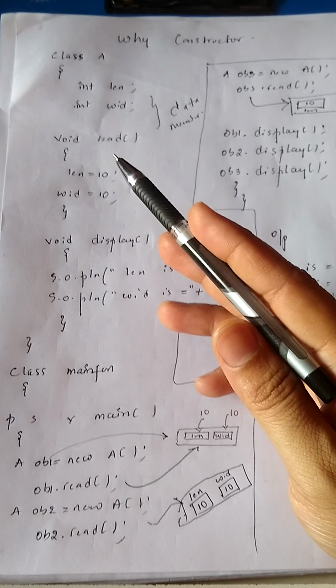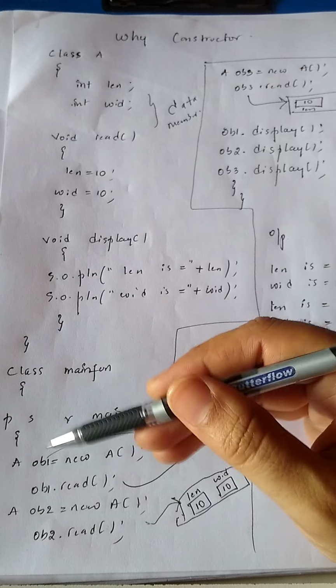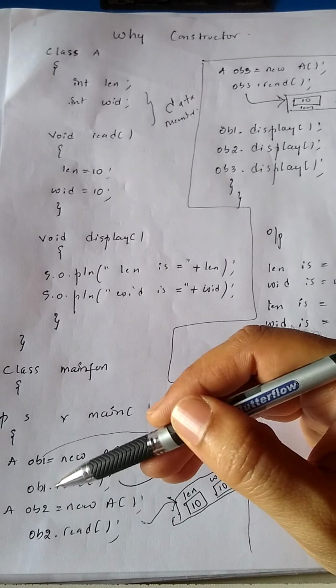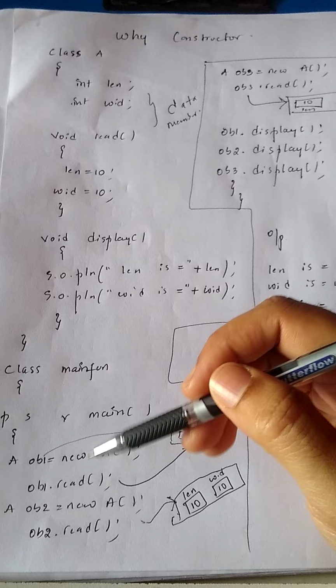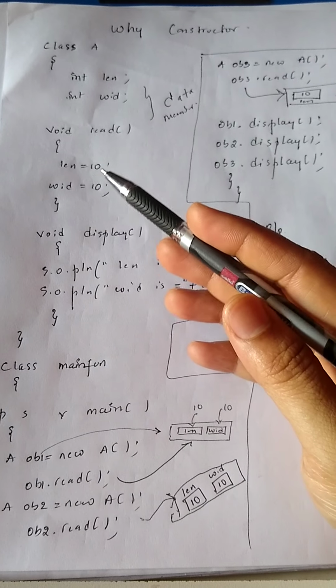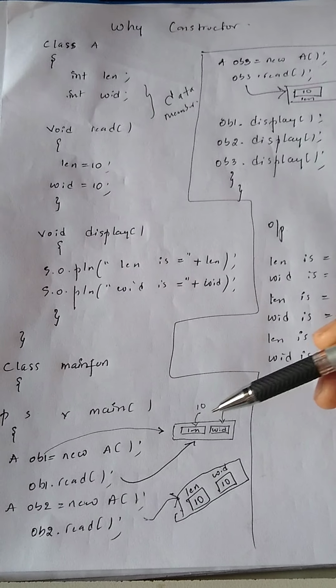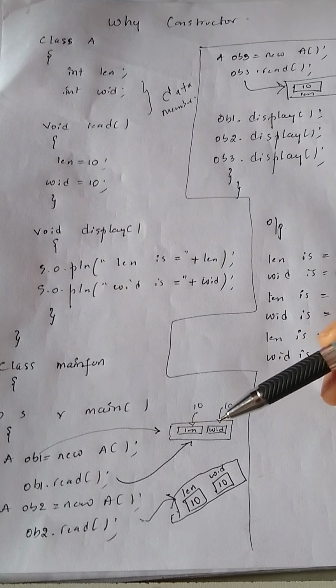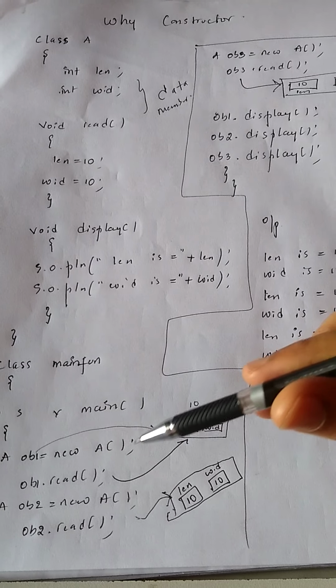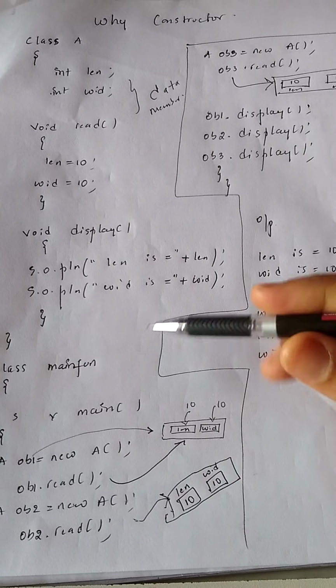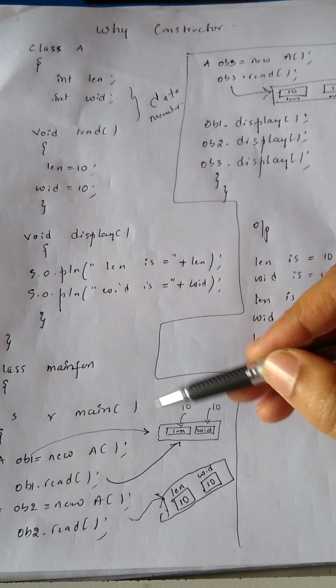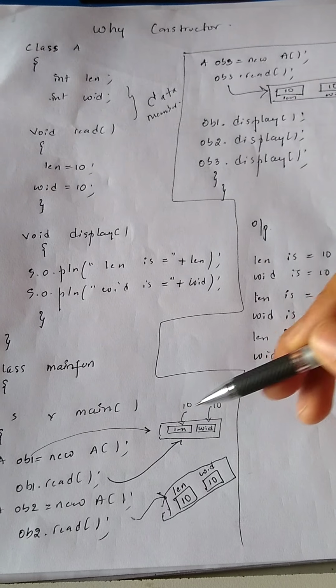if I want to call any member function, I have to call it through the object. So what's the name of the object? ob1.read. What will happen? This will be executed. You already know that once you create an object, the space will be allocated for both the data members, that is length as well as width. And once you call the read function, this will be executed, and for length and width it will assign the value 10, 10.